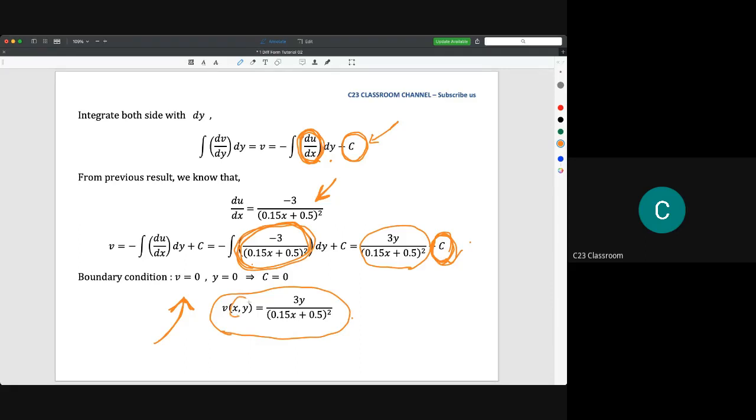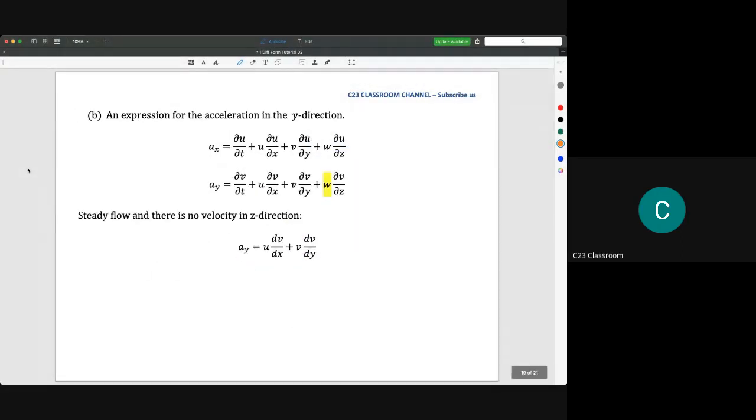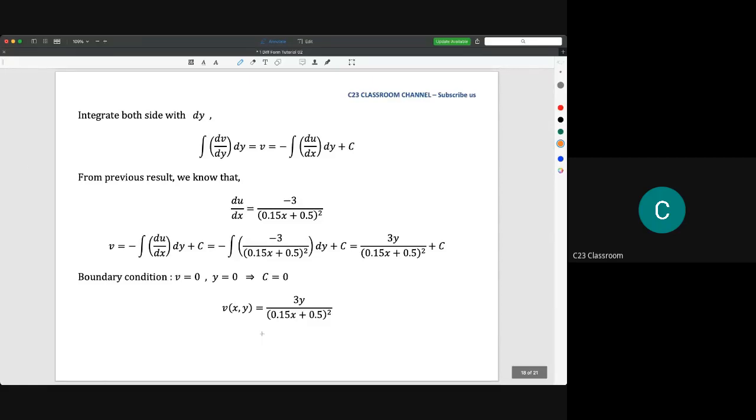Why do we write the bracket xy here? Because the velocity v actually depends on the location of x and the location of y. So v as a function of x and y can be written as this one. I hope you could understand this solution. This is the expression of the velocity for v.